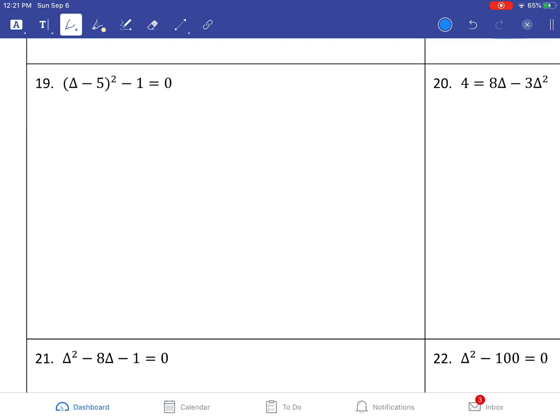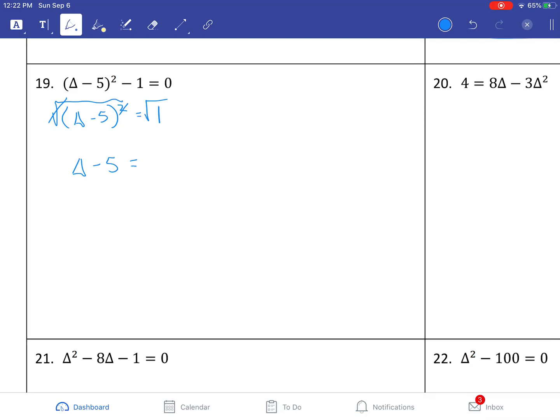Okay, in this case, what you're going to do is you're going to get the part that's being squared by itself. So we're going to add 1 to both sides. So we have triangle minus 5 squared is equal to 1 now because we added 1 to the other side. Now we're going to do the opposite of what squaring is, which is a square root. The squared and the square root will cancel, and we'll be left with just triangle minus 5 equals.